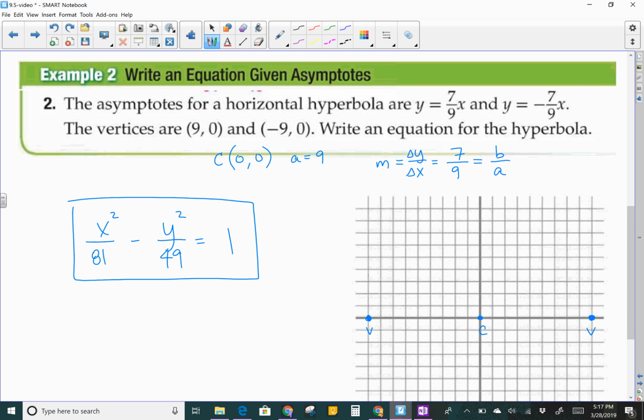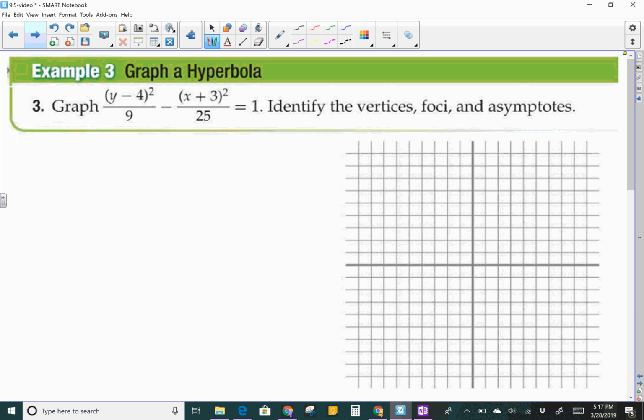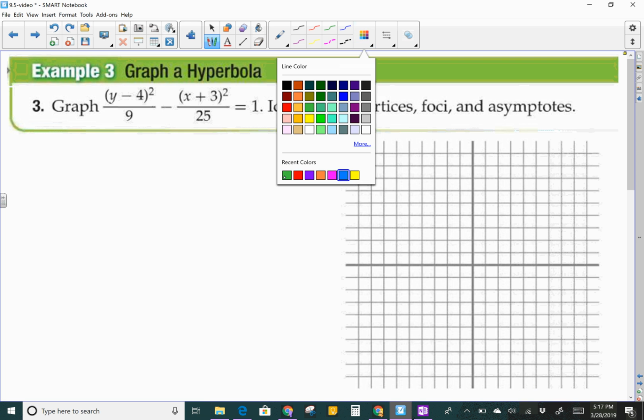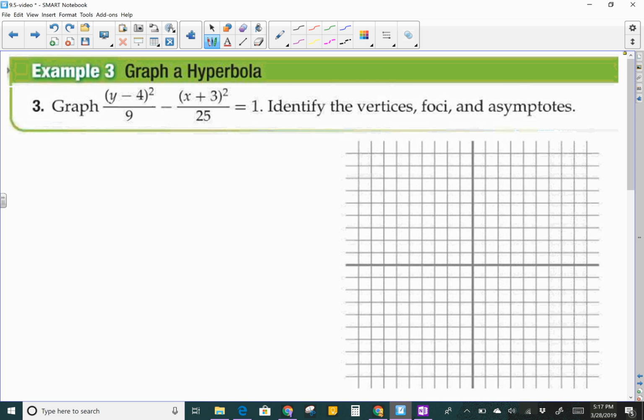And that is it. They already told you the asymptotes. If you needed to find foci, well, let's go do another one and we'll figure it out. We have 2 more, and then we'll be done. So let's go here. Okay, so graph this equation, identify the vertices, foci, and asymptotes.